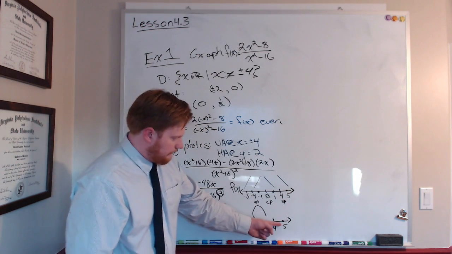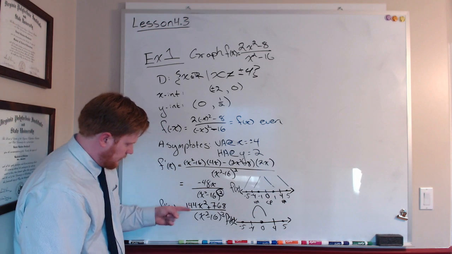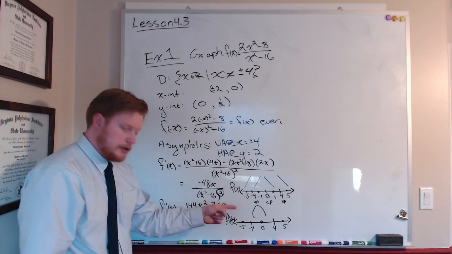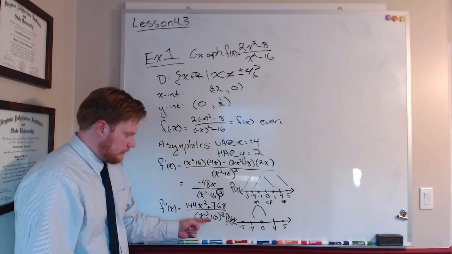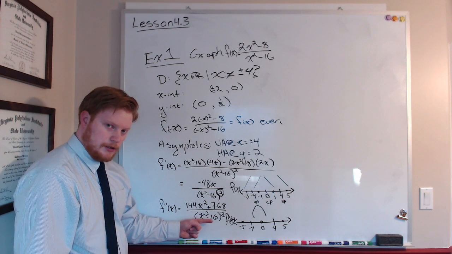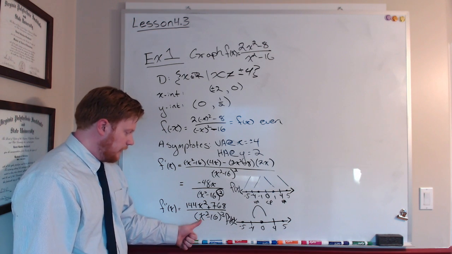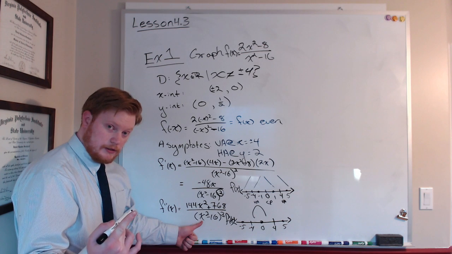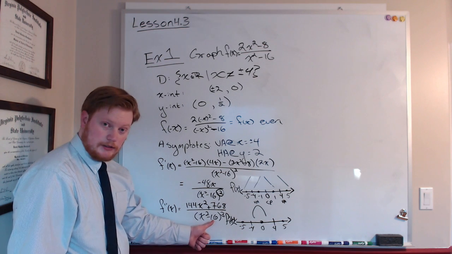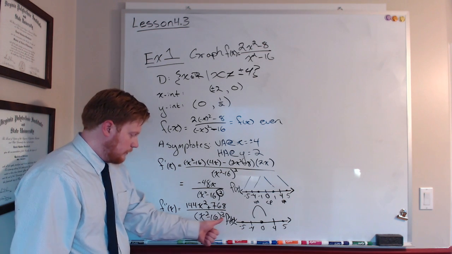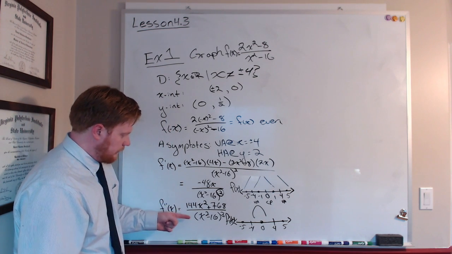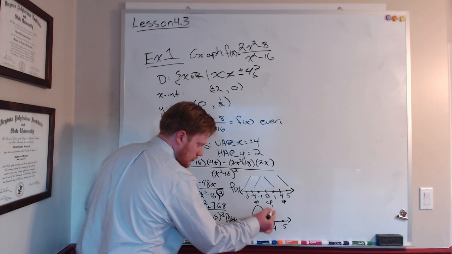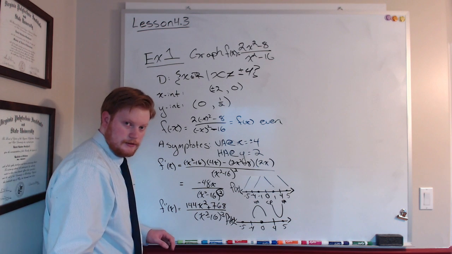When I plug in a 5, positive 5, the top is going to be positive. It's always positive. And the bottom is going to be positive because 5 squared is larger than 16. So I get a positive number cubed, which gives me a positive divided by a positive, which is positive. So I'm concave up. Okay.